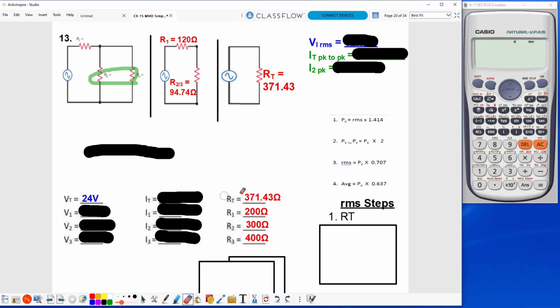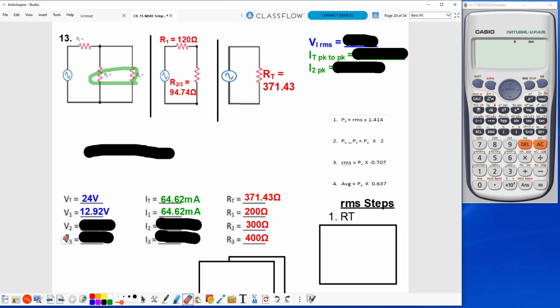Alright, now I've got 2 out of 3, so I can solve for IT. 24 volts, my VT, divided by my RT gives me an IT of 64.62 milliamps. I know that R1 is on the main branch, so I1 will be the same amount of current as IT. Now I've got 2 out of 3, so I can solve for V1. I1 times R1 gives me a V1 of 12.92 volts.